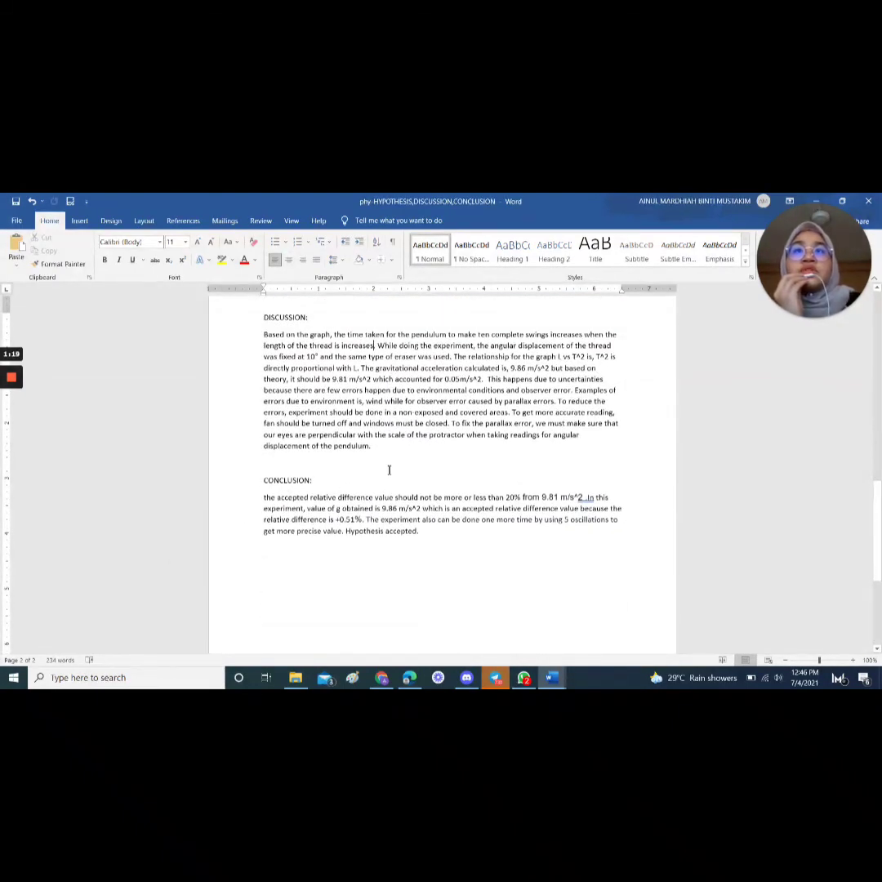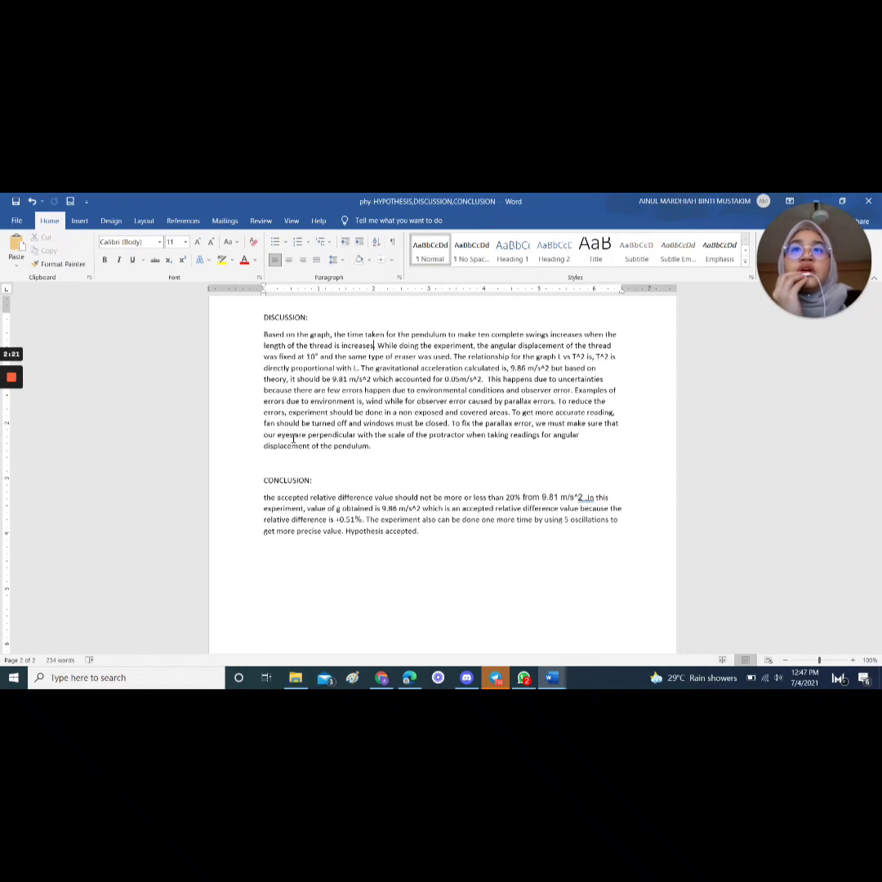So next, the gravitational acceleration that we obtained from this experiment is 9.86 meters per second squared. But based on the theory, it should be 9.81 meters per second squared, which is a difference of 0.05 meters per second squared. There is a difference between what we calculated and the theory because of uncertainties. There are a few errors due to environmental conditions and observer error. An example of error due to the environment is the wind, and the observer error is caused by parallax error.